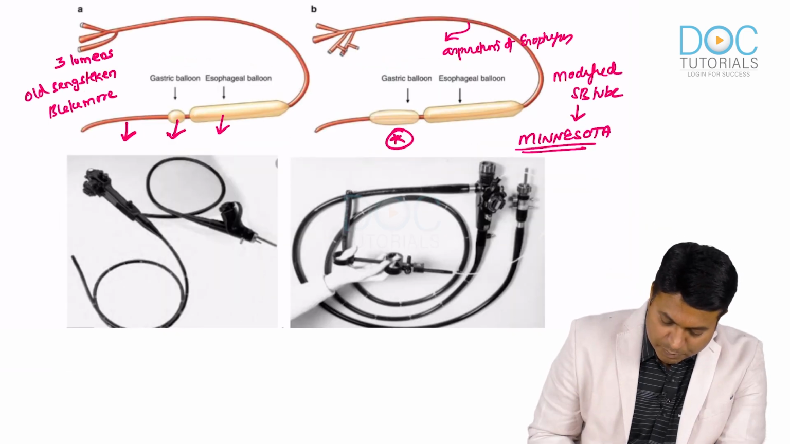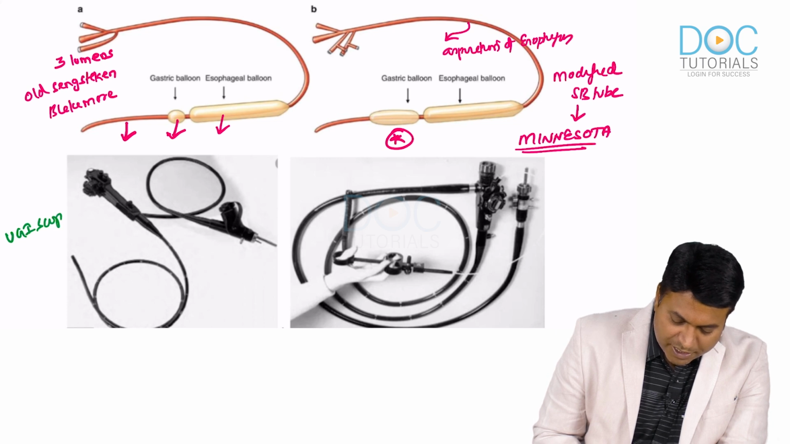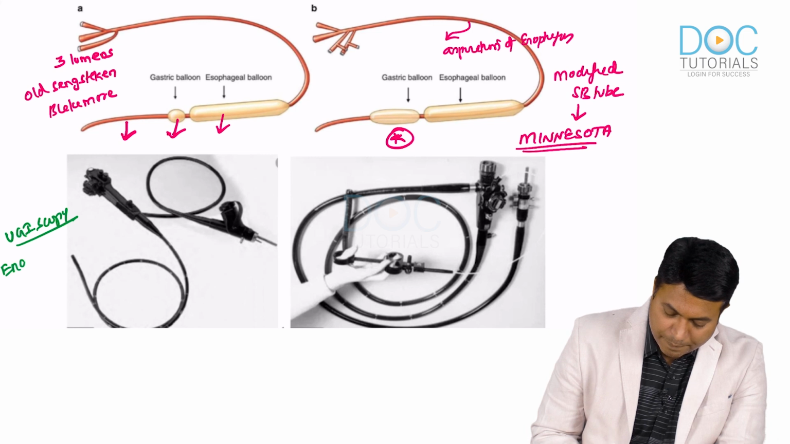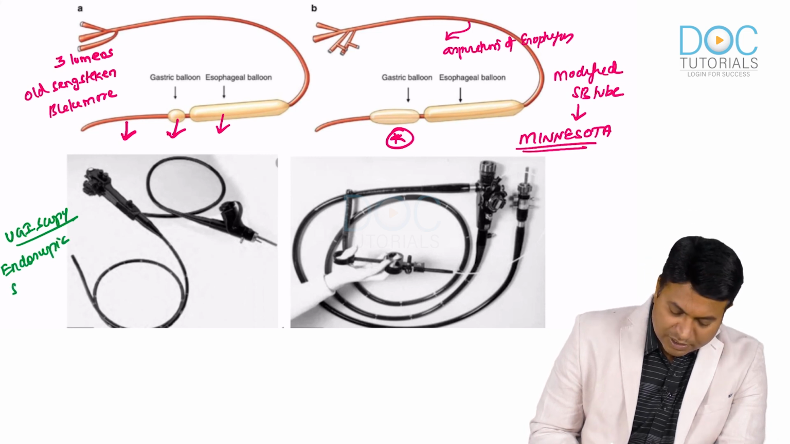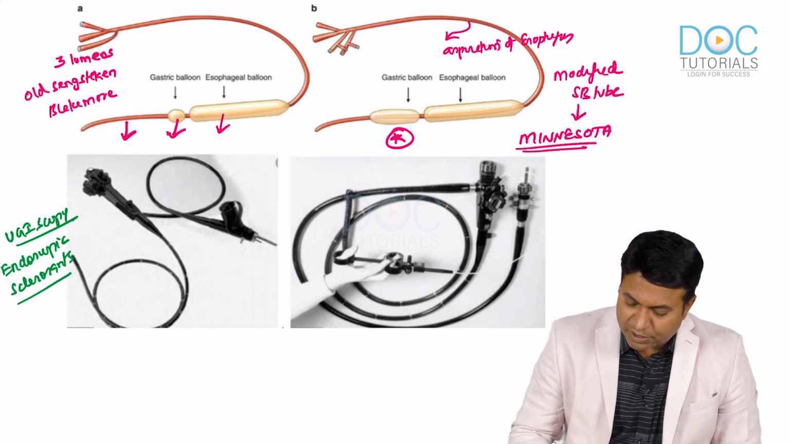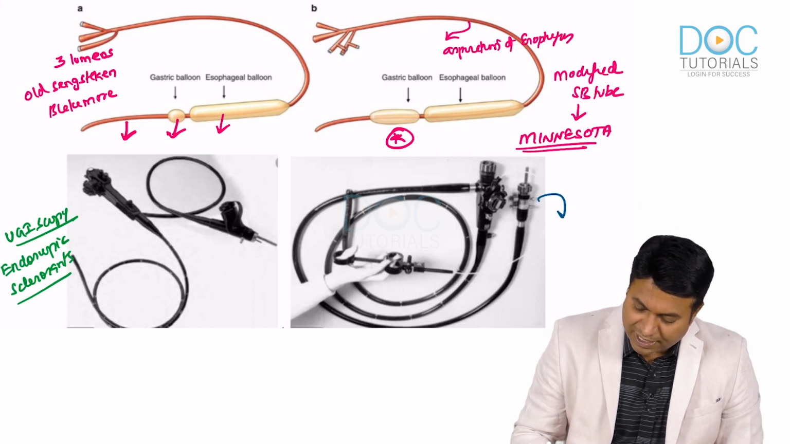So see this picture. The first picture is showing you an upper GI scopy. Upper GI endoscopy can be used to stop the bleeding endoscopically. We can use sclerosants; endoscopic sclerosants can be injected to arrest the bleeding. So this can also be used. And this picture is showing you a variceal band ligator. This is a picture showing you variceal banding.